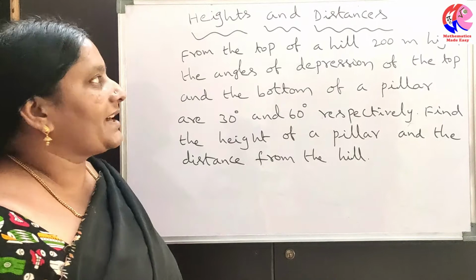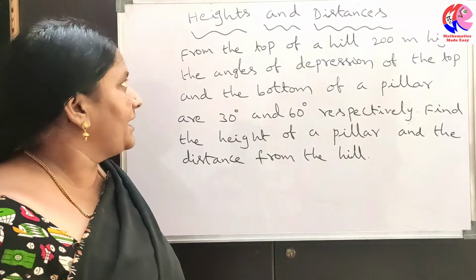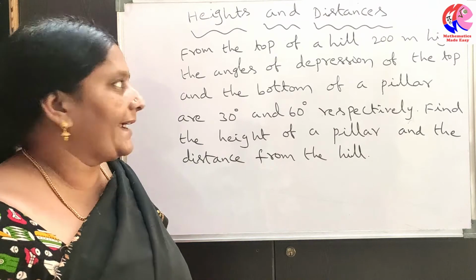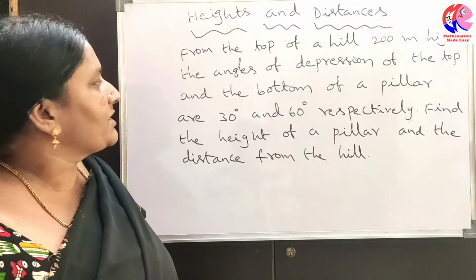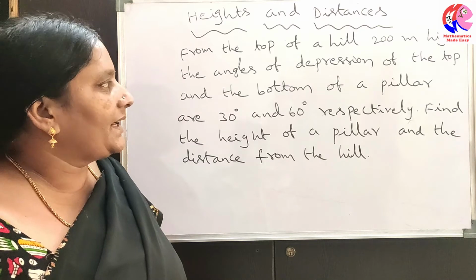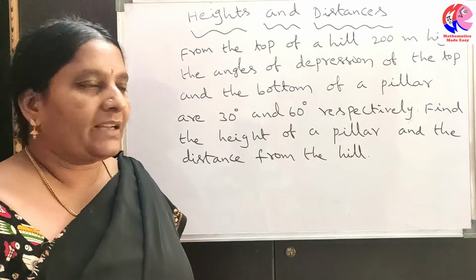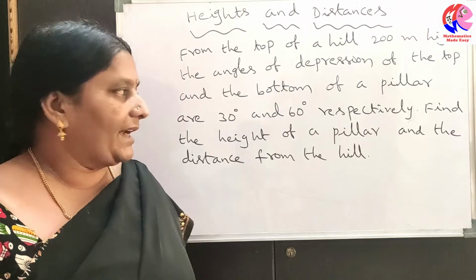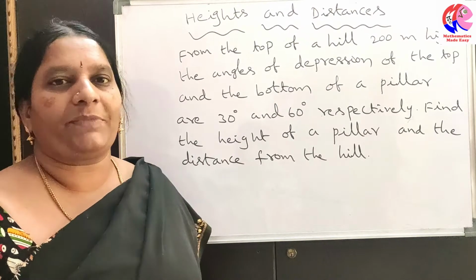Now our topic is heights and distances. The question is, from the top of a hill 200 meters high, the angles of depression of the top and the bottom of a pillar are 30 degrees and 60 degrees respectively. Find the height of a pillar and the distance from the hill.